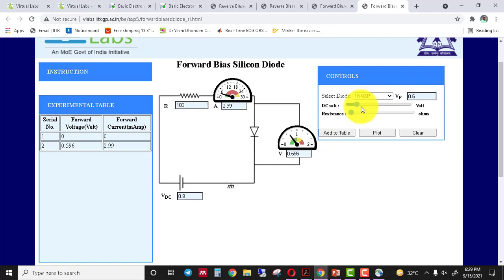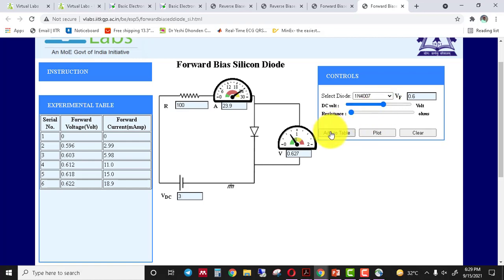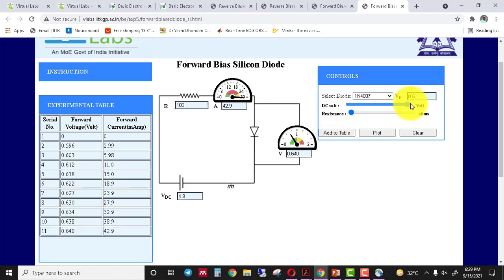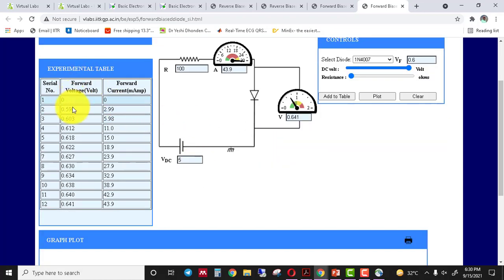As we increase the voltage level, the forward voltage and the forward current in the diode will be noted in the observation table. Here we move the voltage level from 0.2 volt to 5 volt, and let's see the behavior of voltage and current in the diode circuit. You can see that the forward voltage is increasing, and the forward current is also increasing, but above 0.6 volt the current starts increasing.